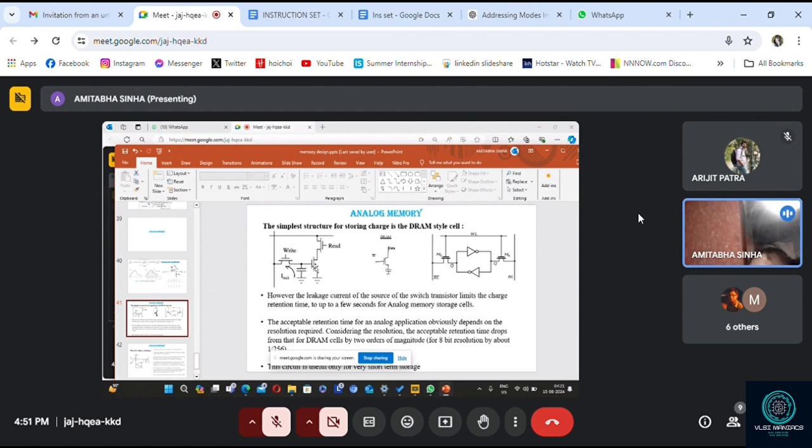In the middle, a transistor has been given for buffering. Buffering, because between the capacitor and this, a buffer should be there so that the charge cannot be lost. So analog data will be stored in the capacitor. If you want to read the data, the read signal should be high and the data will be available on the horizontal line. And if you want to write data, apply the data on the vertical line, and that data will be stored in the capacitor. Clear?